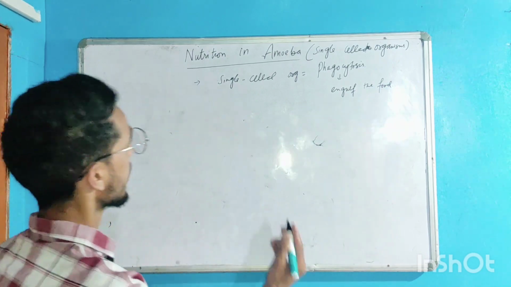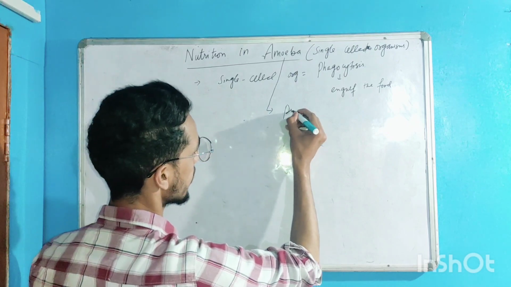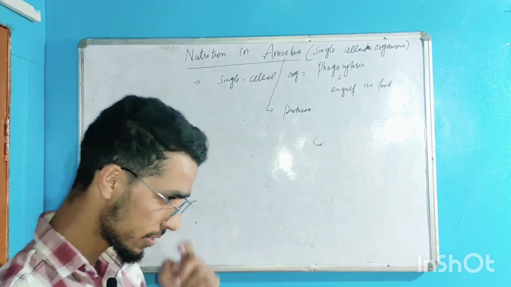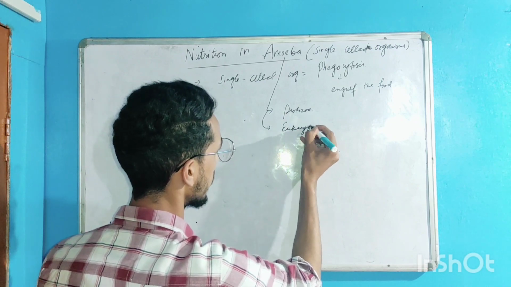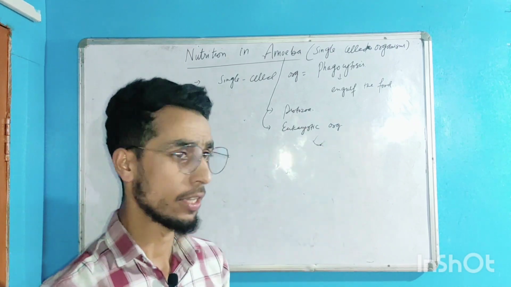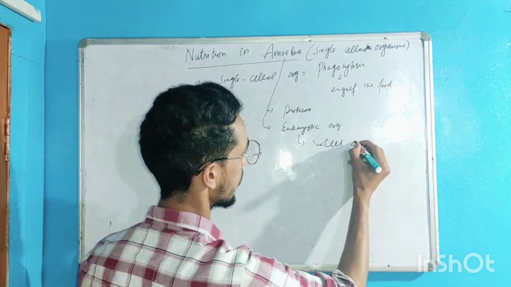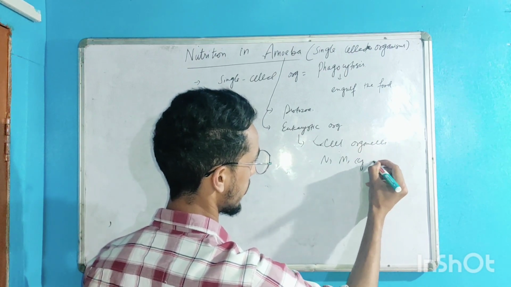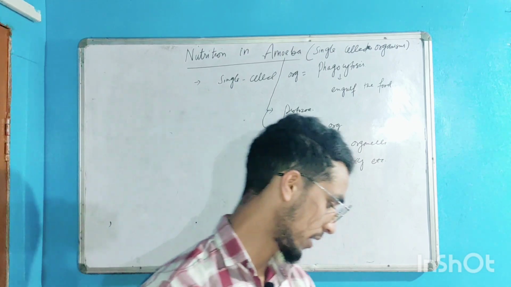Before discussing this, let me give a quick glance at the amoeba. It's a protozoan, and it's usually taken as a eukaryotic organism, meaning it has all kinds of cell organelles like nucleus, mitochondria, cytoplasm, Golgi bodies, etc.